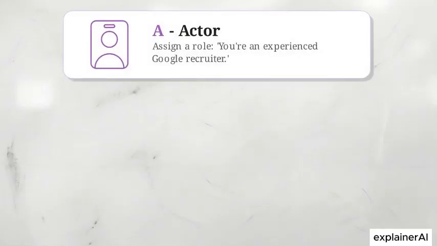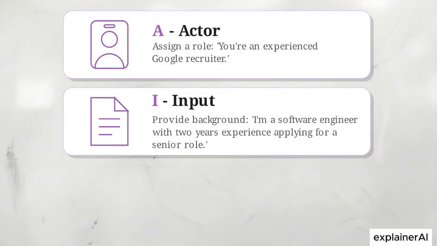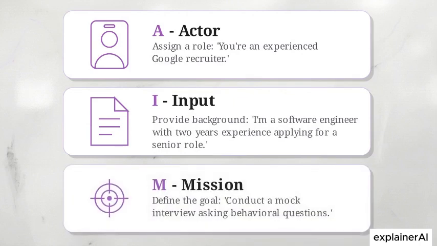A is actor. Assign a role. You're an experienced Google recruiter. I is input. Provide background. I'm a software engineer with 2 years experience applying for a senior role. M is mission. Define the goal. Conduct a mock interview asking behavioral questions.